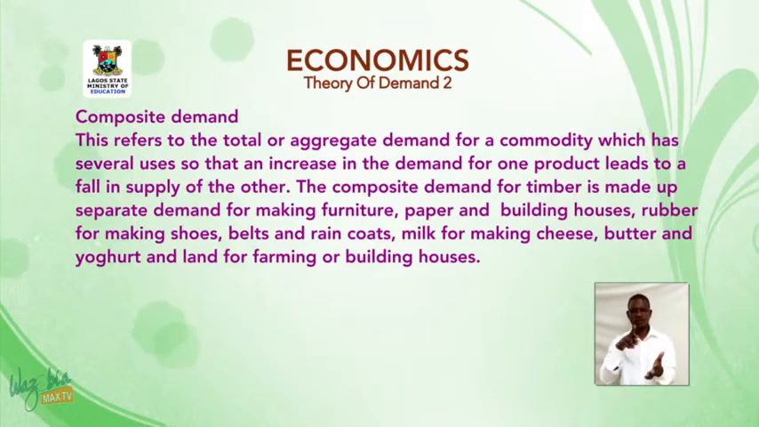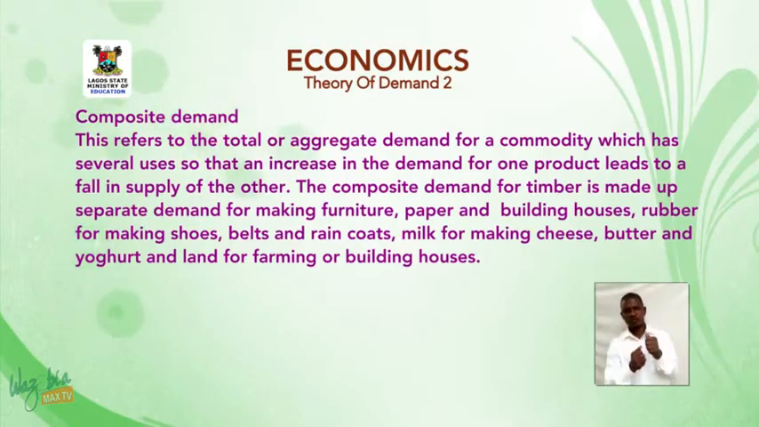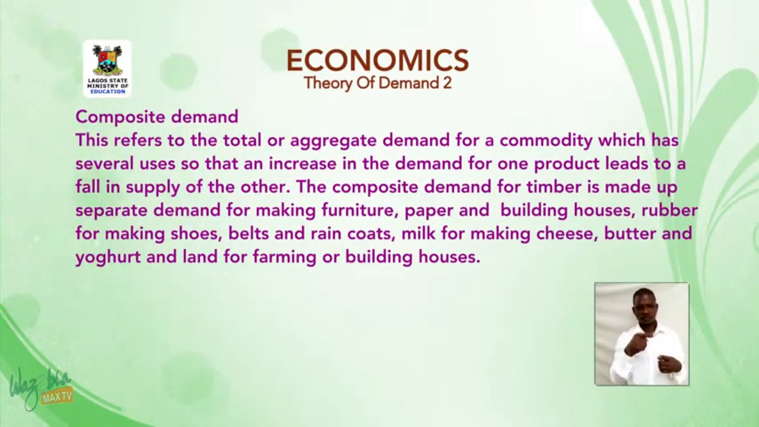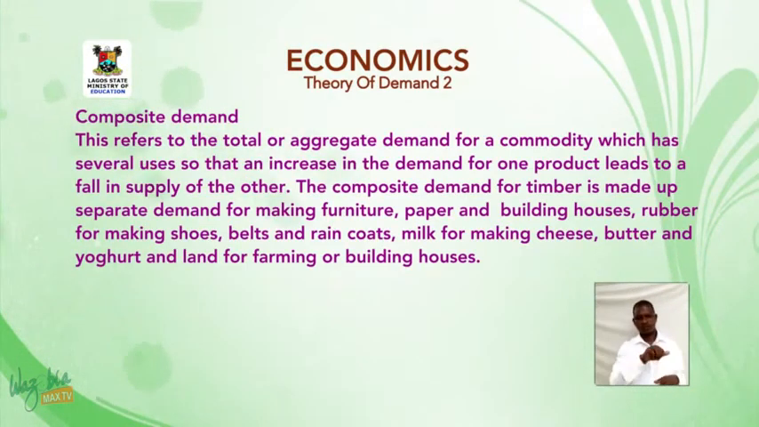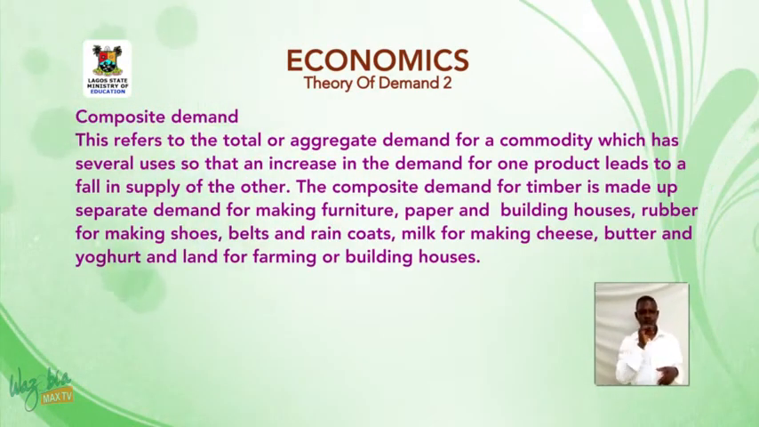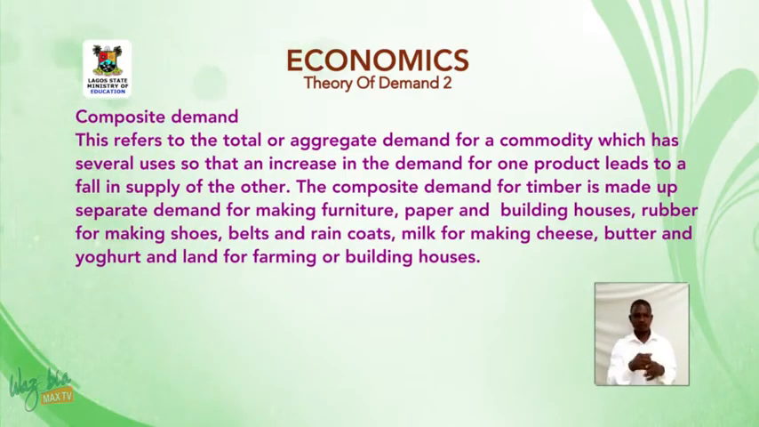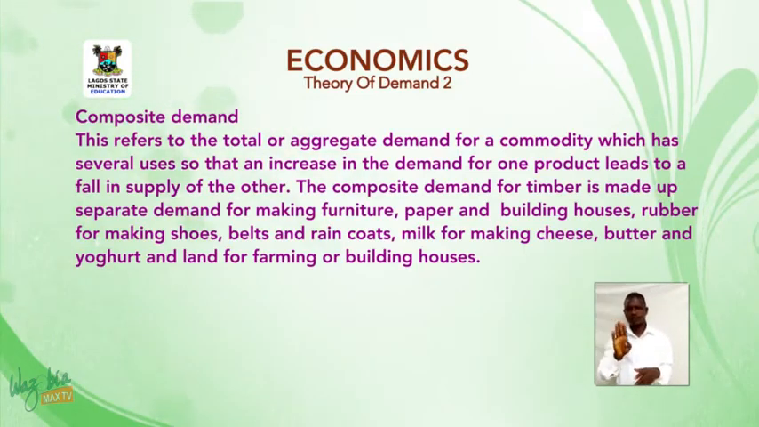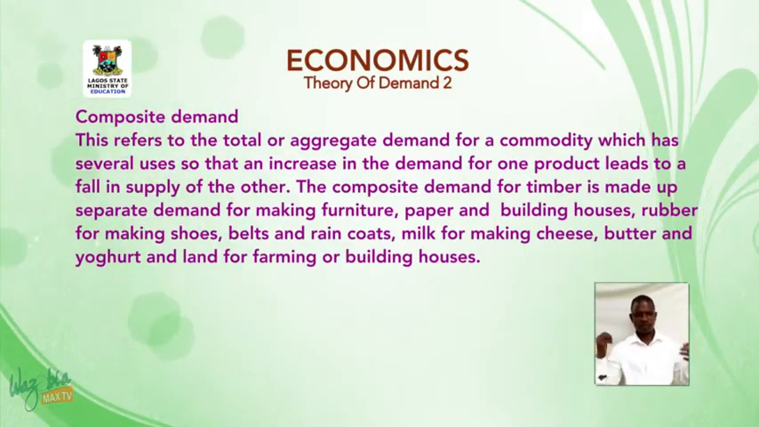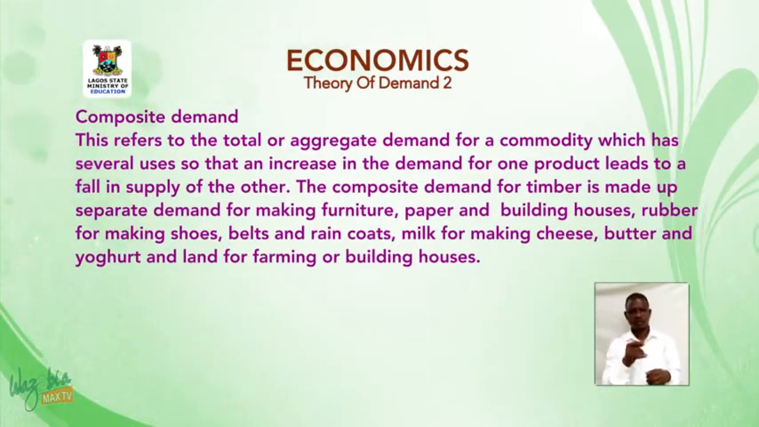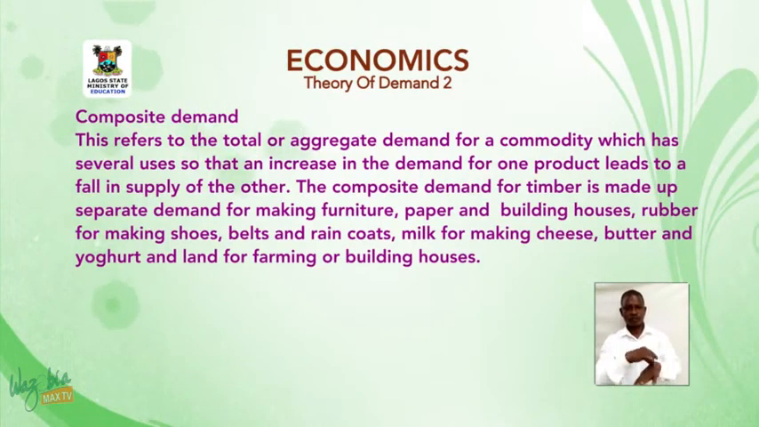Composite demand. This refers to the total or aggregate demand for a commodity which has several uses, so that an increase in the demand for one product leads to a fall in the supply of the other. The composite demand for timber is made up of separate demand for making furniture, paper, houses, rubber for making shoes, belts and raincoats, milk for making cheese, butter and yogurt, land for farming or building houses.